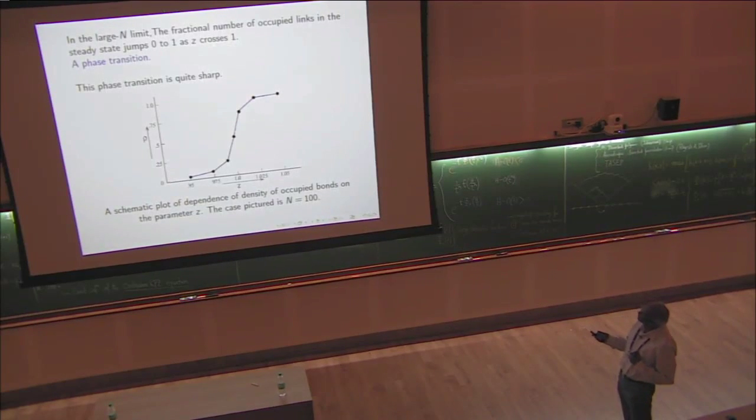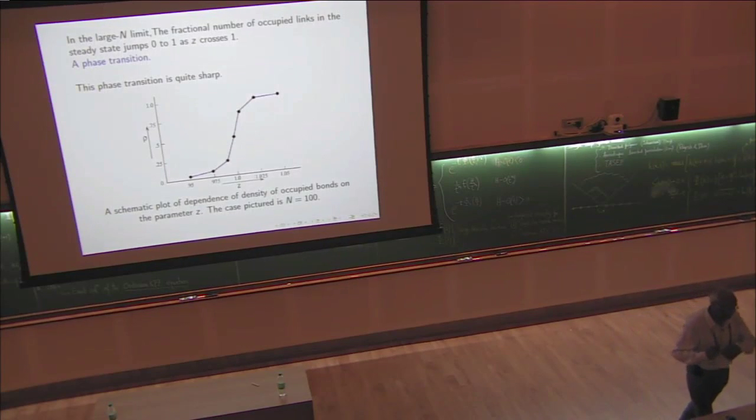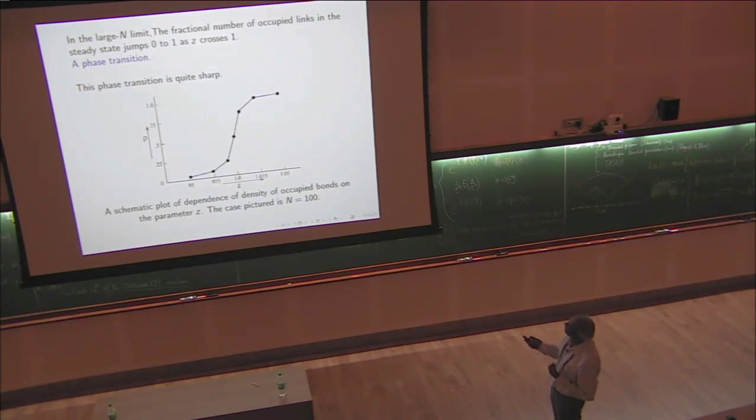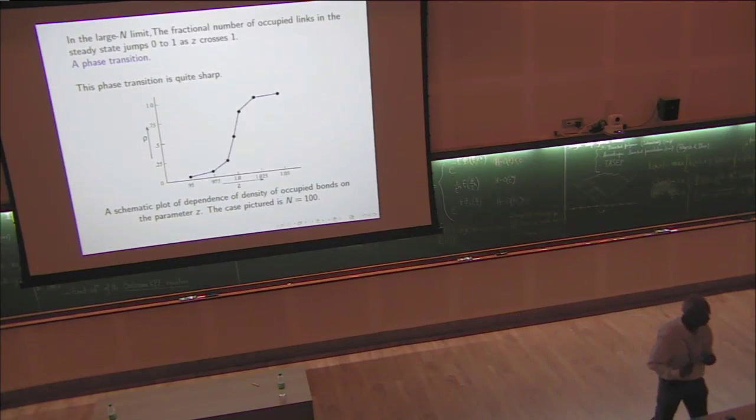So in the large n limit, the fraction of occupied links jumps from 0 to 1 as z crosses 1. So z was the bias parameter. If you bias towards the introverts, then you have no links in the steady state, more or less. And if z is above 1, then you have many links. Basically, it's a fairly straightforward thing. People keep on adding links, and introverts don't get time to delete them. So, you know, everything gets clogged. So this phase transition is quite sharp in practice.